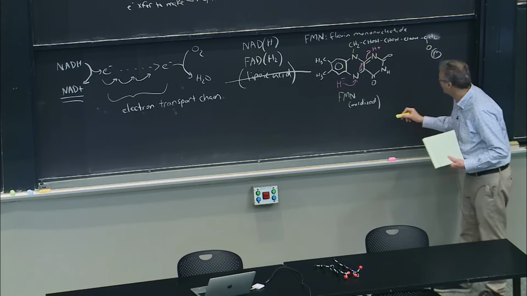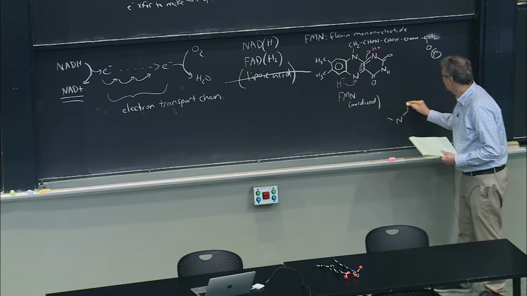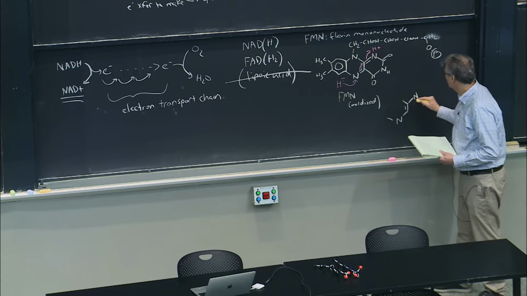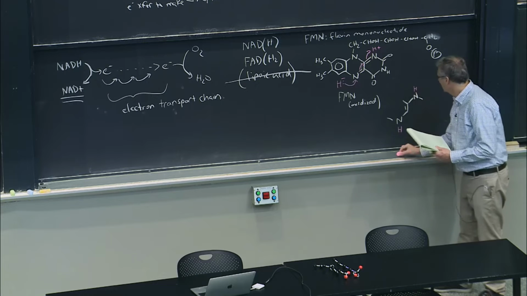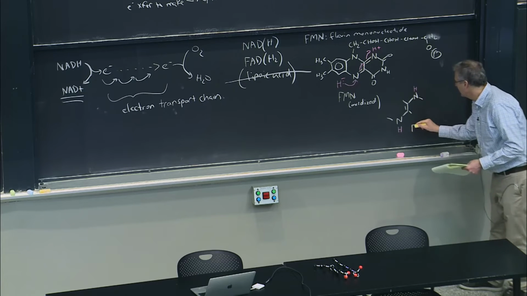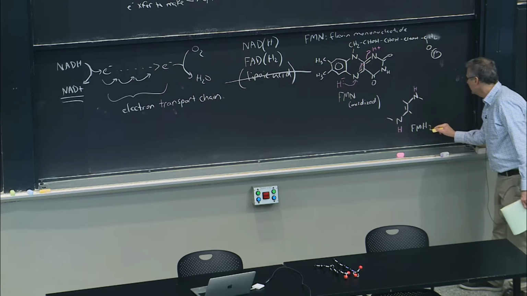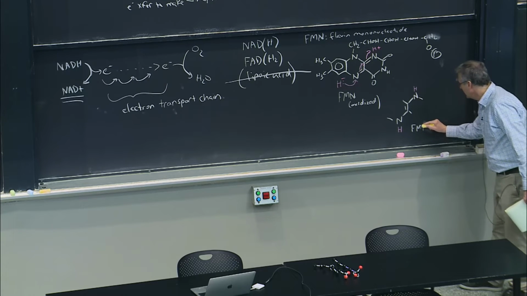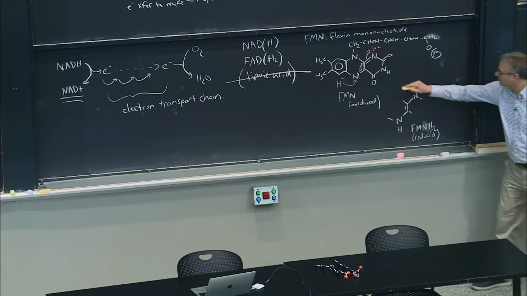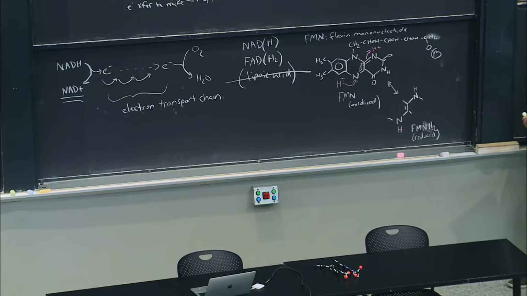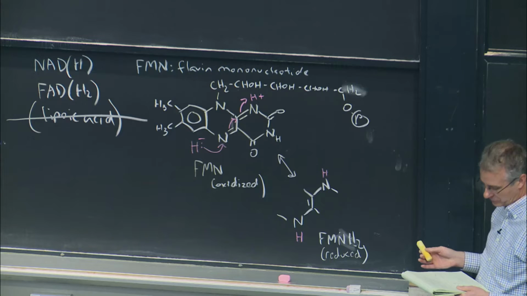If we just draw here the middle part of the molecule, and so this here would be FMNH2, or the reduced form of this electron carrier. Okay? So flavin mononucleotide, part of the electron transport chain.